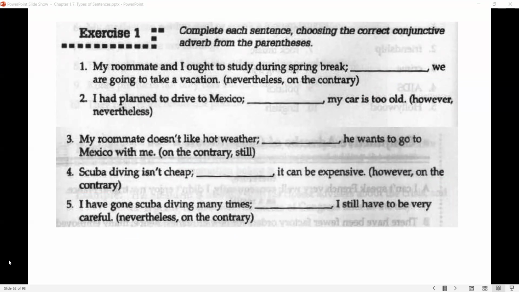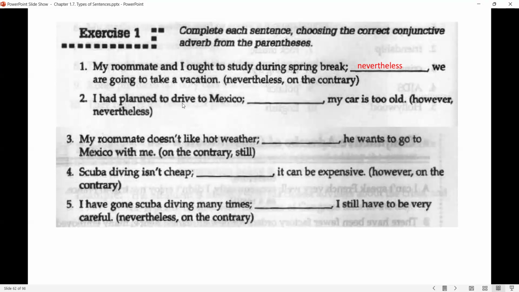Okay, I assume you're ready. Let's start. My roommate and I ought to study during spring break. Nevertheless, we are going to take a vacation. So here you're just showing a contrast, but you don't deny the first one. You don't say that the opposite is true, right? You're still talking about a break or a vacation.